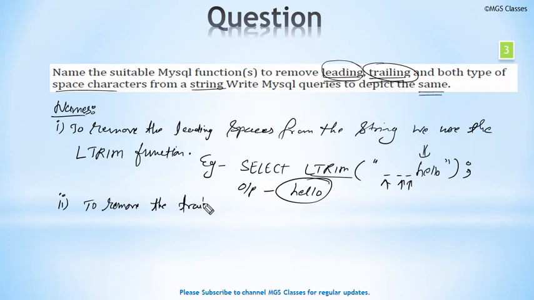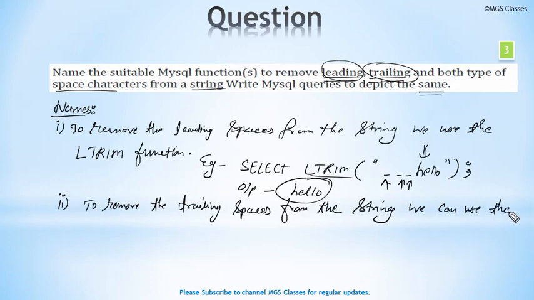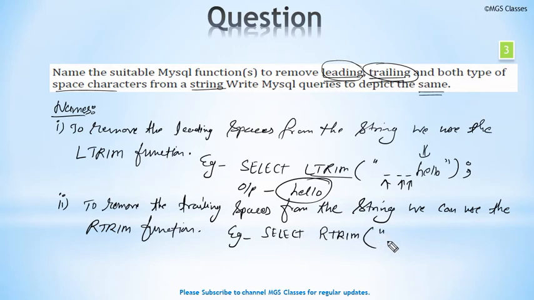Now for the second, to remove the trailing spaces from the string, we can use the RTRIM function. For example, select RTRIM and let's suppose HELLO and there are 3 spaces at the end of the string. So the output of this will be hello again without any trailing spaces.